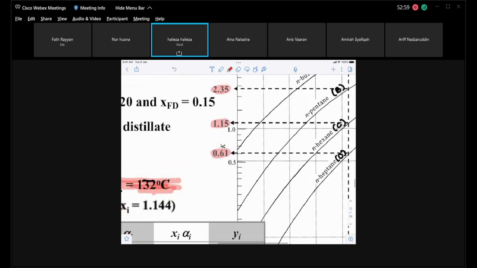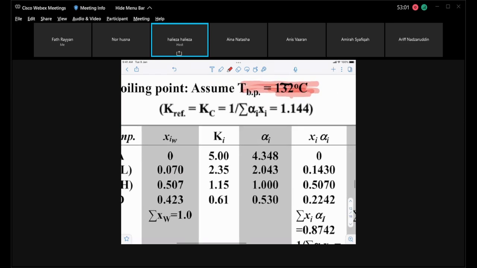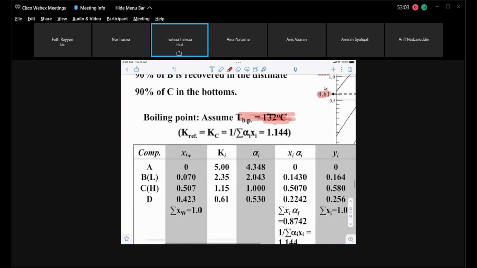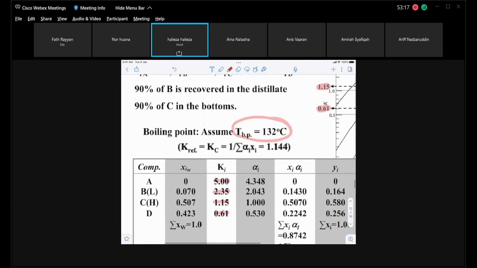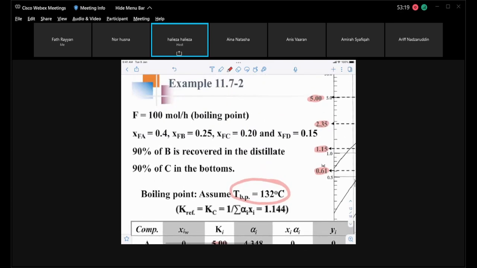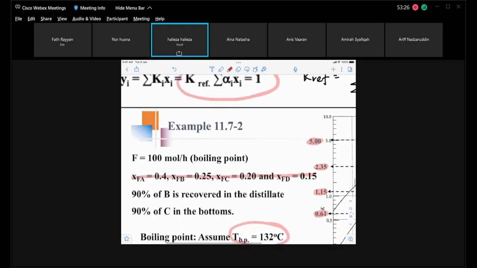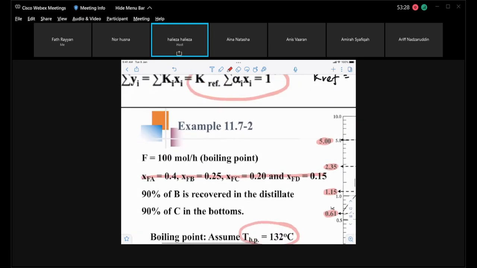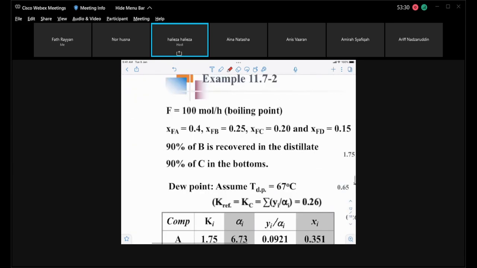So I will put it in table form, the K values that I got. This is for components A, B, C, D that I read off from the graph at a temperature of 132, the temperature that I assumed earlier. The composition that is given is the composition of the feed. For this case, we are going to find the boiling point. The question asks for the boiling point of your feed. Let's go back to the question.